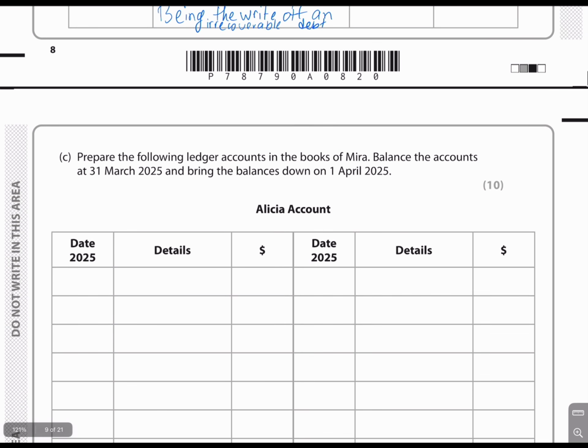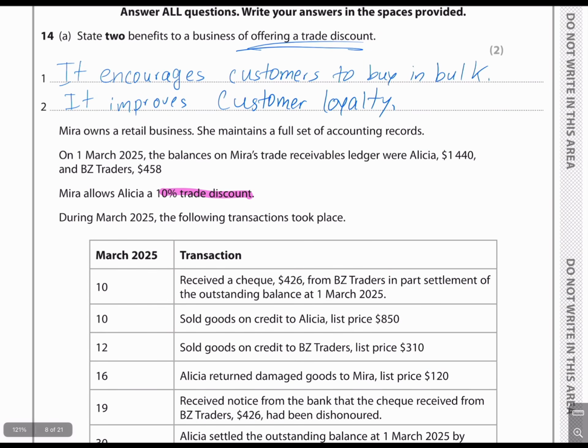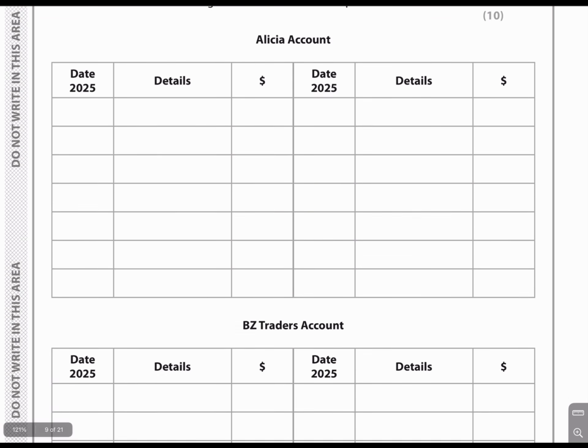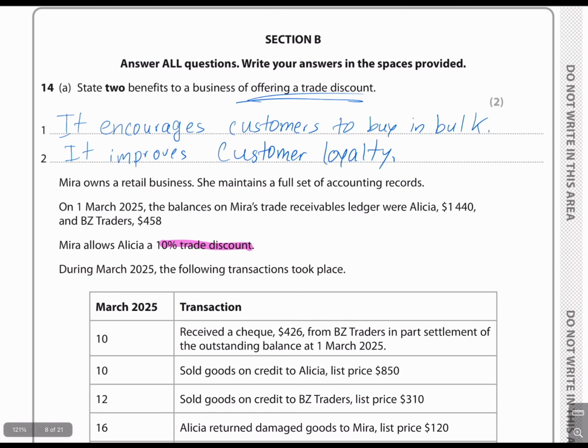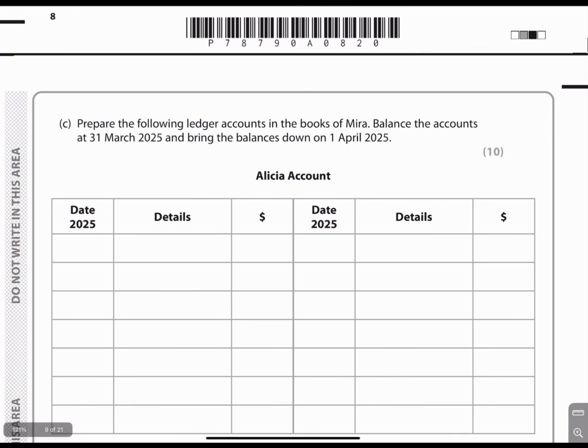Now we are asked to prepare Alicia account. So let's start with balance b/d. We do have balance b/d. The balance on Mira's trade receivable ledger was Alicia 1440, right? So we are asked to do the Alicia account and BZ Traders account as well. So first let's start with Alicia account. The balance was 1440. So now how to know which side of the ledger your balance b/d would be entered on?